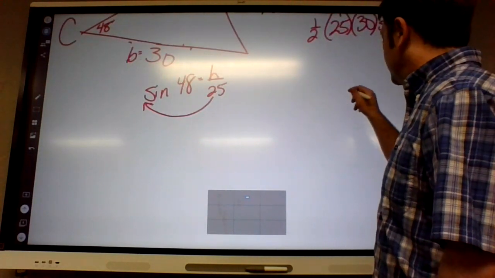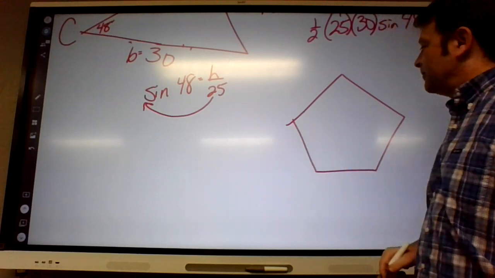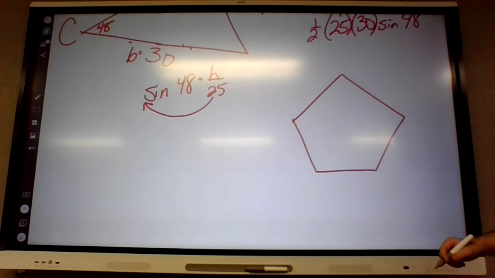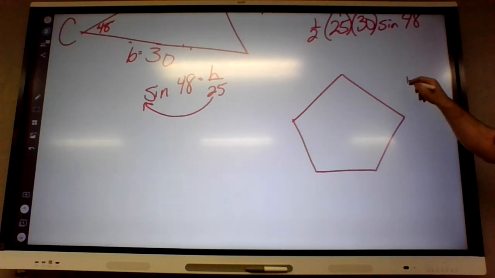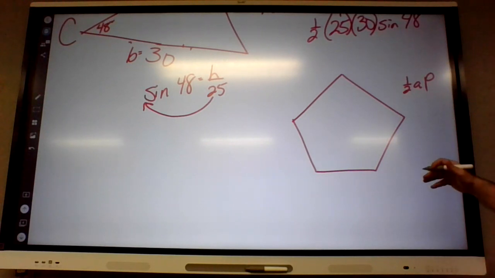The other thing that we're doing is finding the area of like regular polygons. You guys remember the area formula for regular polygons? Oh, 1/2 times apothem times perimeter. That's impressive. Good job. Yeah, I remember that. I don't know how I remember that, to be honest. It's a miracle.